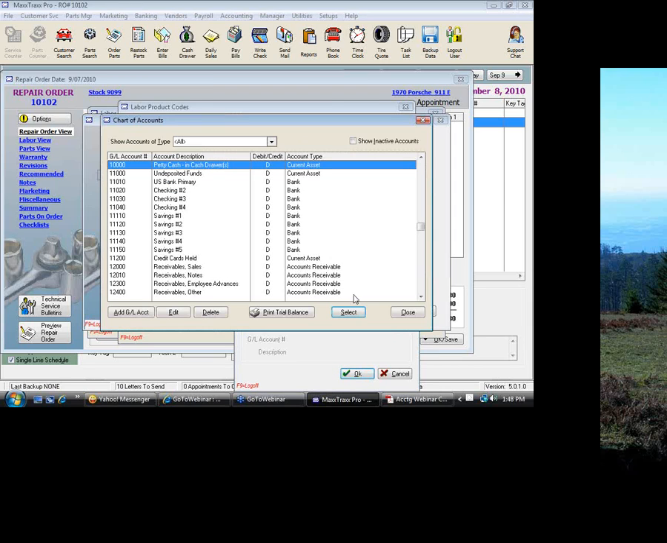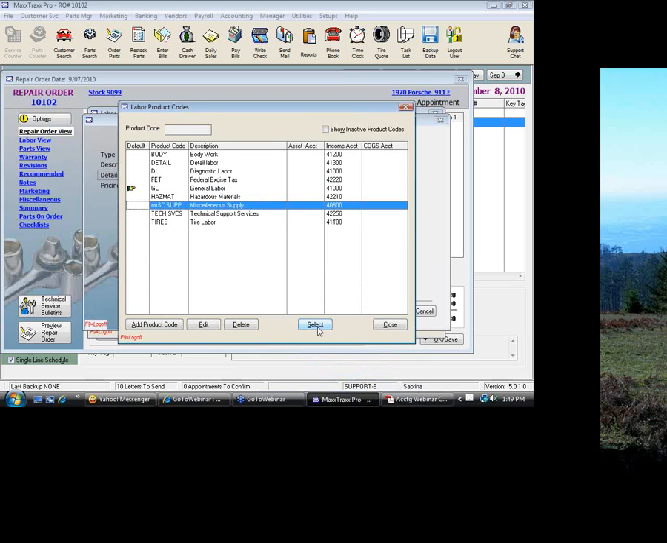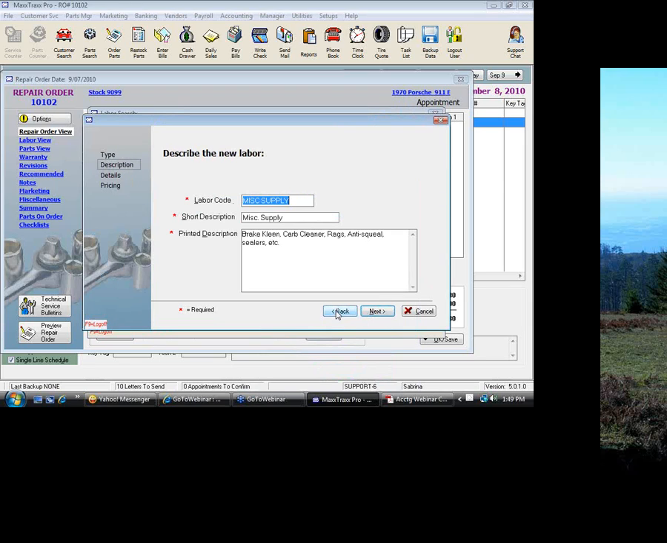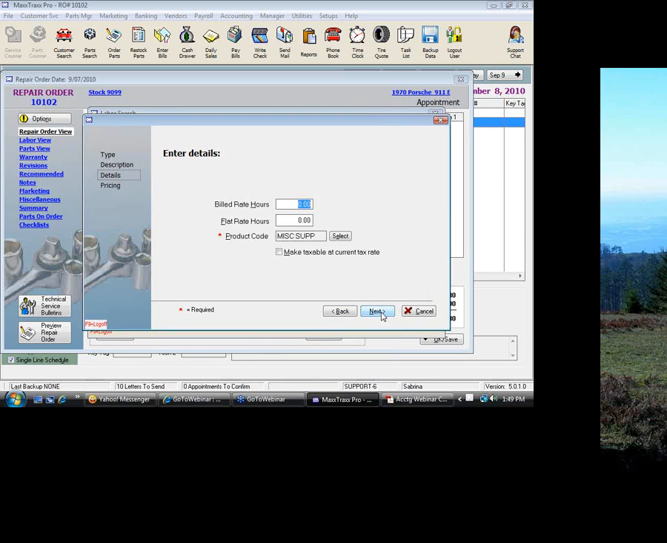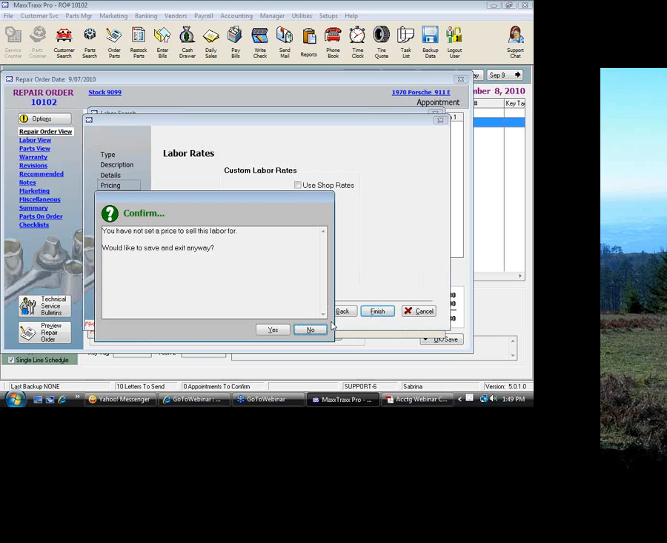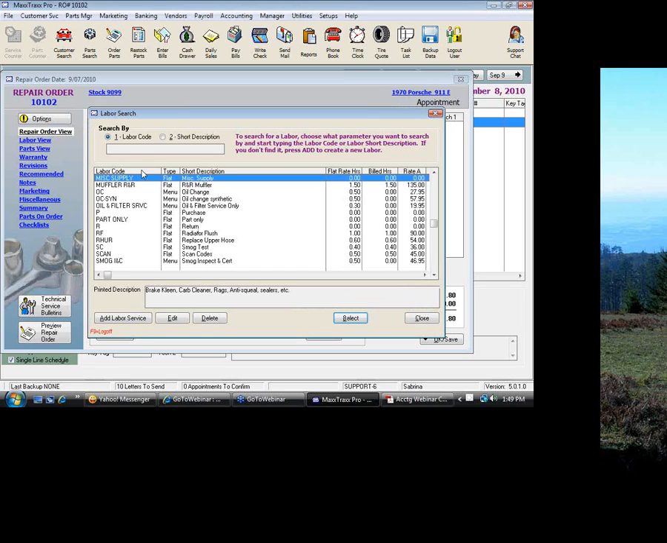I only have to worry about the income account, and I would create it specifically for this, as sales miscellaneous supply, only for this one individual labor code. I called it a miscellaneous supply labor code. Now, I'd leave it at 0, or maybe put in a flat amount. Let's say I'm always going to do $15. Whatever you guys want to charge. And of course, you can edit it.